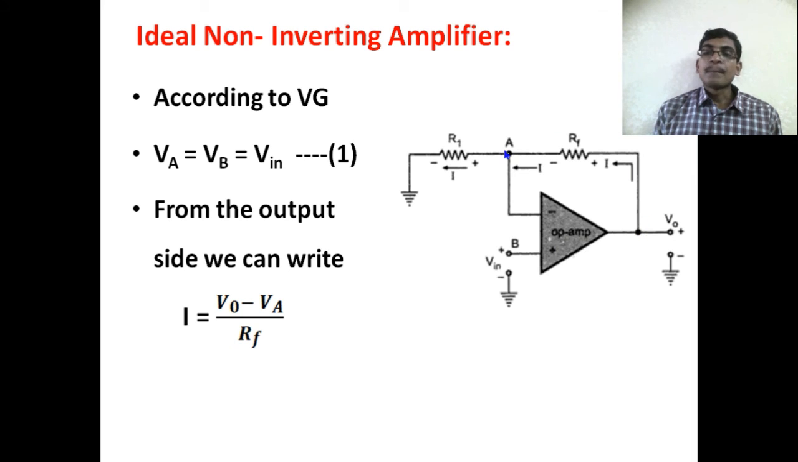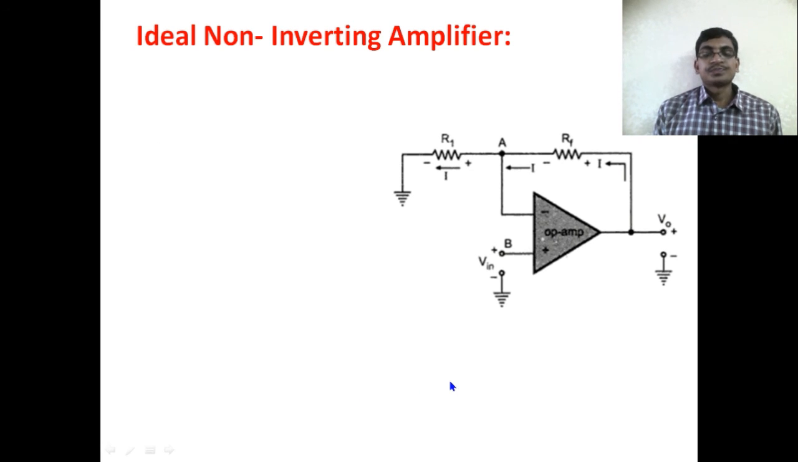V naught minus VA divided by RF. Therefore, from the virtual ground, VA is nothing but VIN. Therefore, we can substitute VIN in the place of VA. Therefore, I is equal to V naught minus VIN by RF, which is equation number 2.